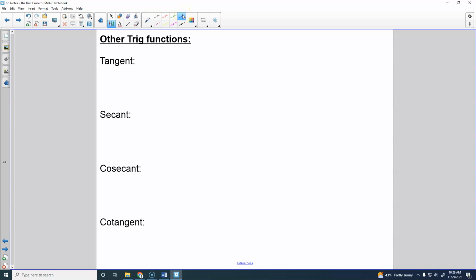The other trig functions are not directly on the unit circle. You cannot find them exactly on the unit circle. So like if I want to know tangent, I can't just look at 30 degrees and see what tangent is. But I can find it, because tangent of theta is going to equal sine of theta over cosine of theta.